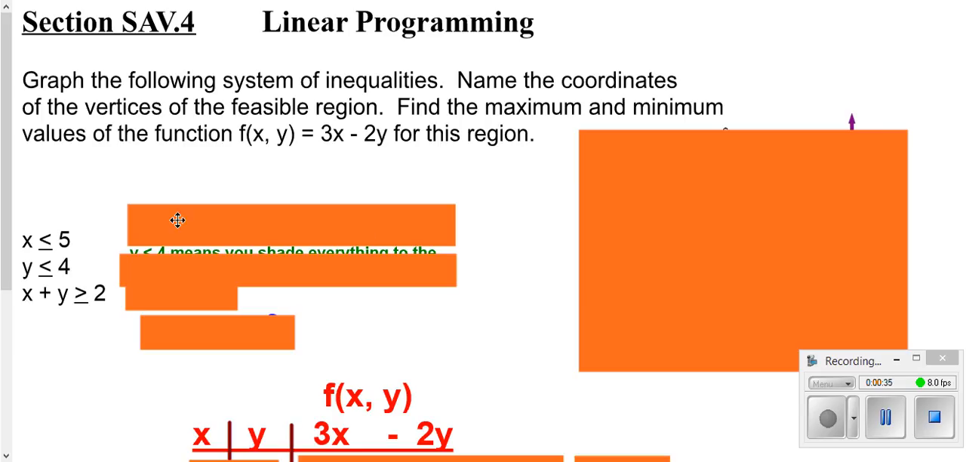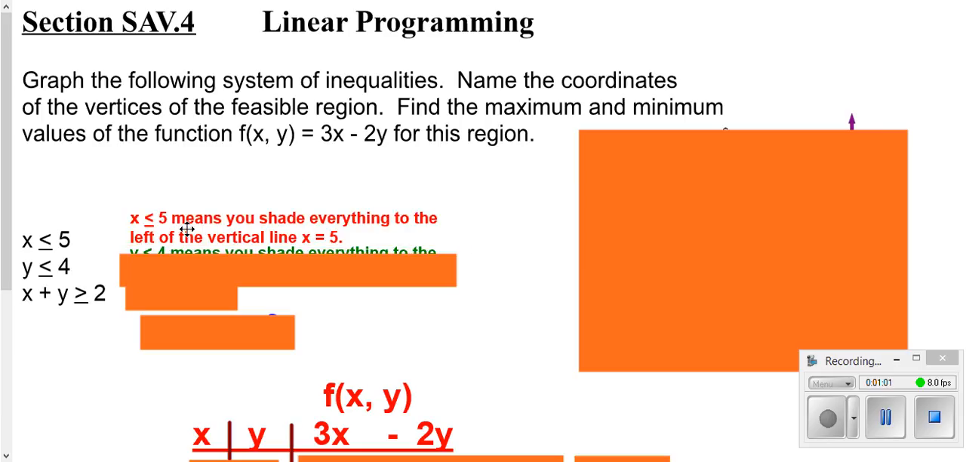So we're going to start out with these three inequalities, and we're going to have to graph those. Once we have that, we're going to have to find our corner points. That's why it's nice to have an accurate graph. Then we're going to have to plug those corner points, those vertices, into this function right here to find our max or min. So x is less than or equal to 5.